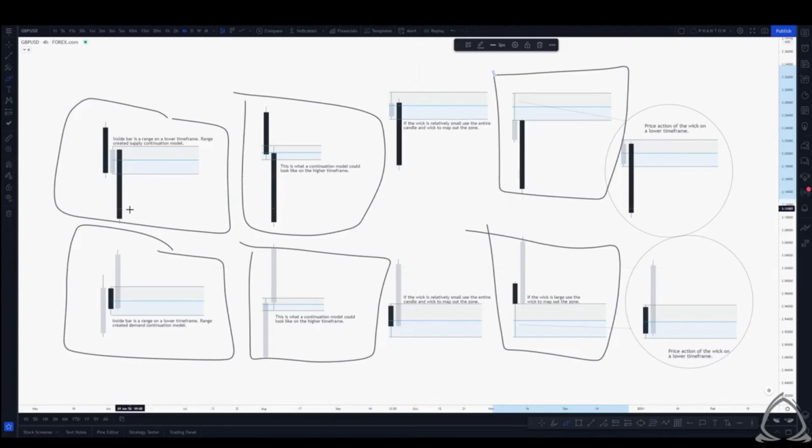Again, we combine these with how price returns to these zones, whether we get the rounded return, whether we get the corrective return, or if we get the V return. They'll all factor into how we look to trade these zones. But again, these are fractal refinements that we can use to understand supply and demand zones that are on the higher time frames, but are actually built on the lower time frames.